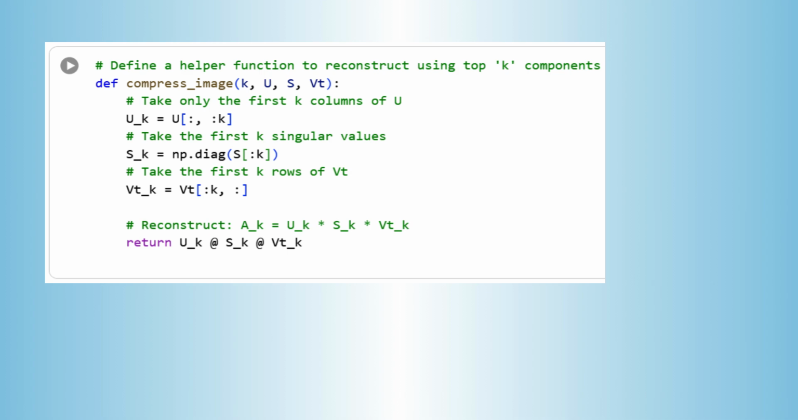So, let's compress it. We define a function to reconstruct the image. Here, k is the number of components we keep. We slice our matrices to keep only the top k columns and values. Then we multiply them back together. Let's see what happens as we increase k. At k equals 5, we are using almost no memory. The image is blurry. But we can see the general shapes, the helmet and the background.